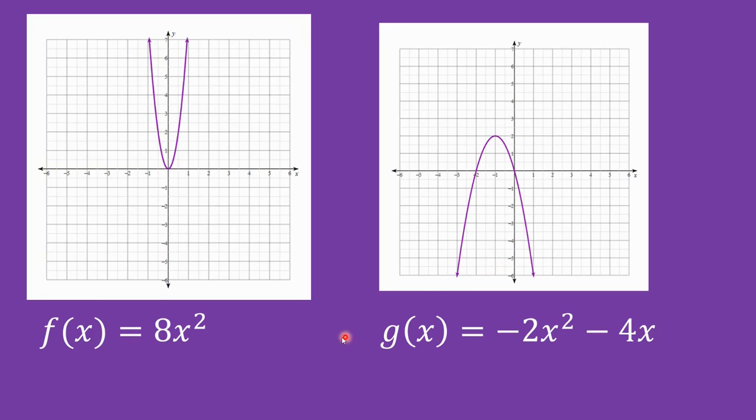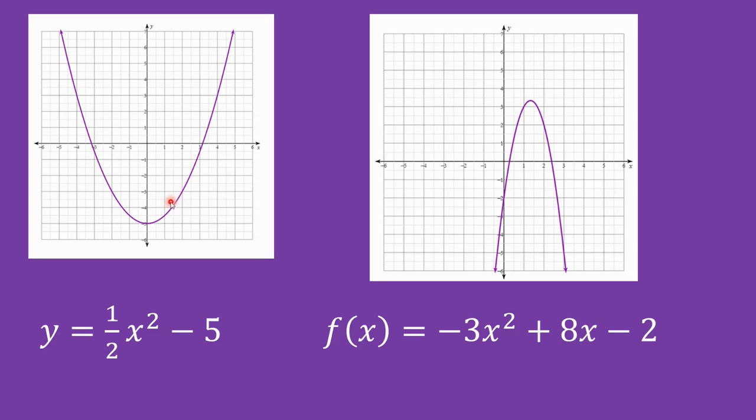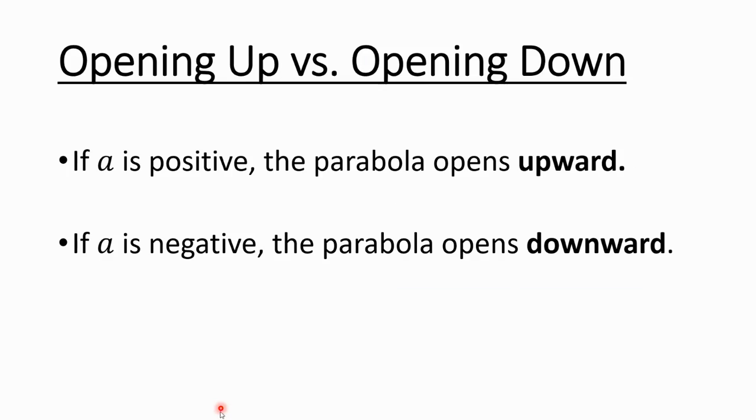All right, so it turns out that the thing that makes it upside down or not is whatever this first number is. If this first number is negative, it's going to be upside down. If it's positive, it's going to be regular. Same thing with these last ones. This one was negative, this one was positive. So that's how you tell, we're going to call that opening up or opening down. That's how you tell if a parabola opens upward or downward. Remember, A is just the first number.